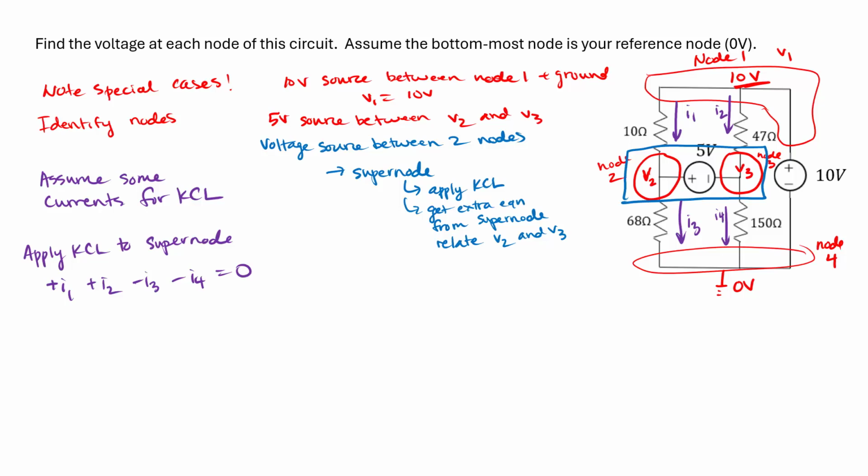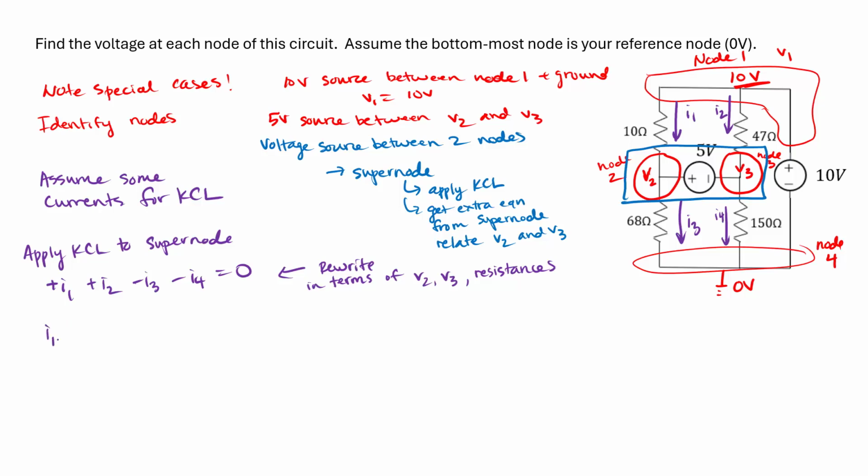Our next step is to rewrite this supernode Kirchhoff's current law equation in terms of our voltages. So that's in terms of our voltages V2 and V3 and our resistances. Once again, you'll want to be careful here to make sure you subtract in the correct directions.